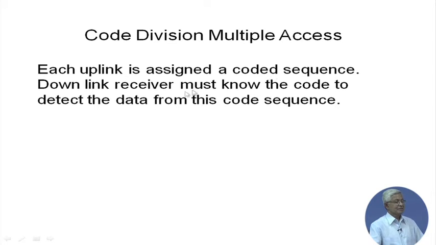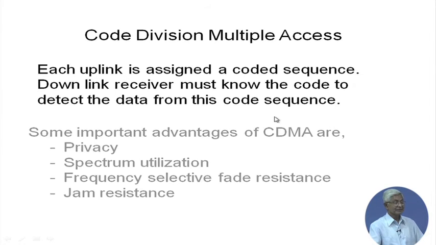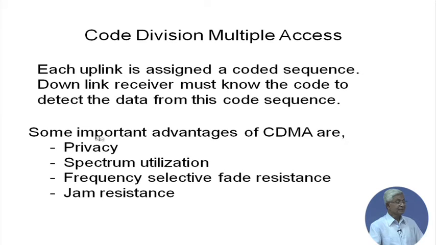Now the receiver at the downlink must know which code was transmitted, that is, the meaning of that particular code for 1 and 0, so it can detect the data from this code sequence. The advantage is that only the transmitter and receiver pair knows the code. To all others, this code will look like noise. So it gives certain advantages.